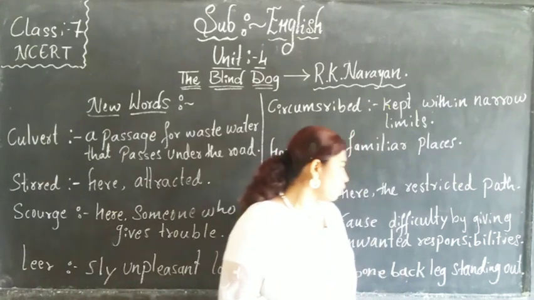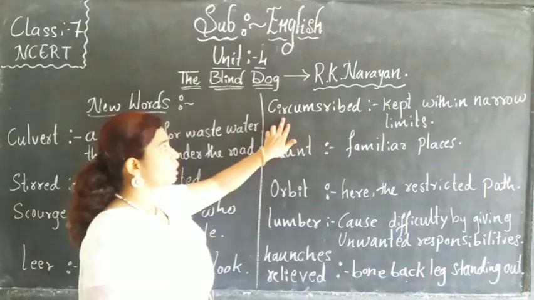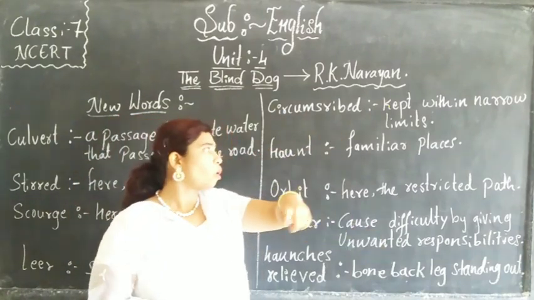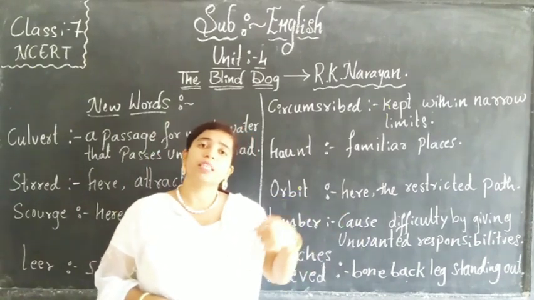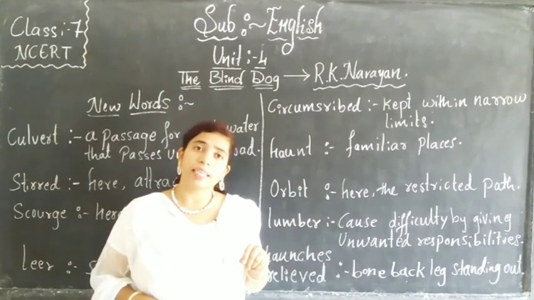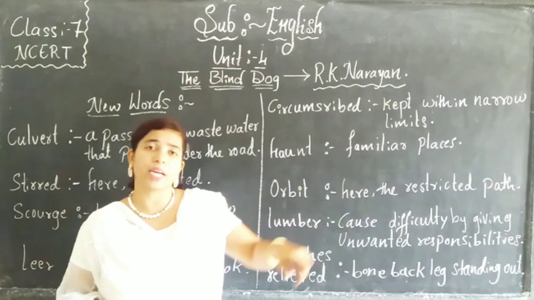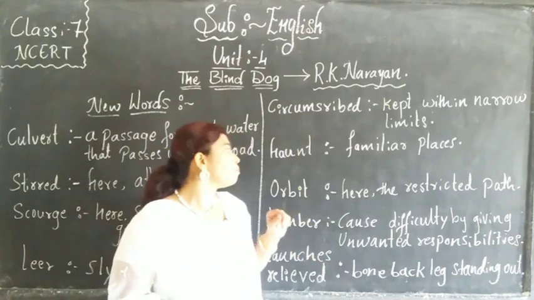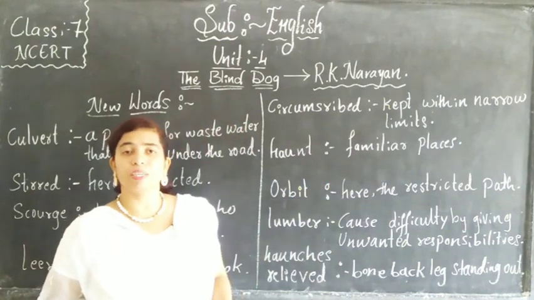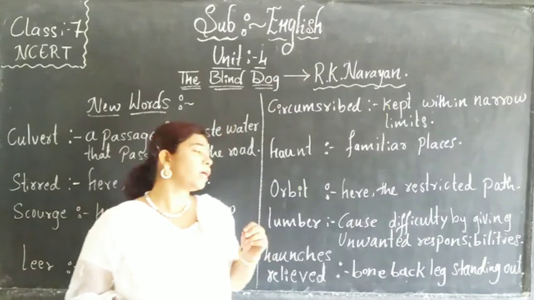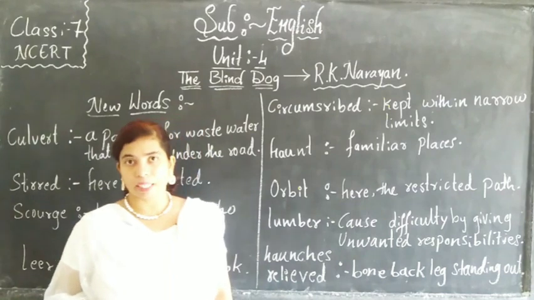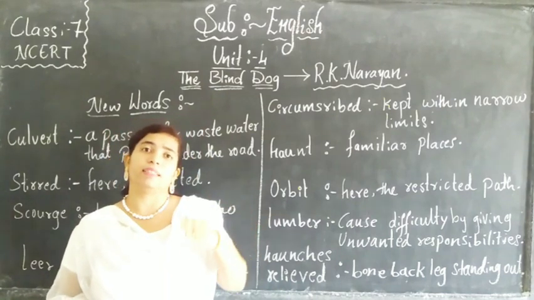Okay? Now, circumscribed. Circumscribed means kept within narrow limits. Yes? Kept within narrow limits means tied. A dog, a cat, when we are tying it, it will have certain limits to move, right? That is called circumscribed. Okay? Haunt, familiar places. Haunt means places that we know, quite familiar places. Orbit, here, the restricted path. Orbit means the restricted path, the way.